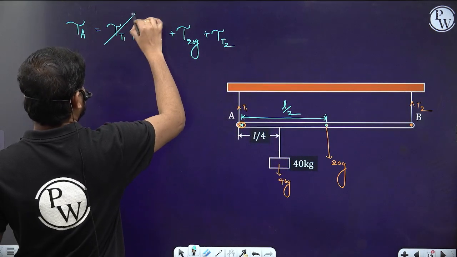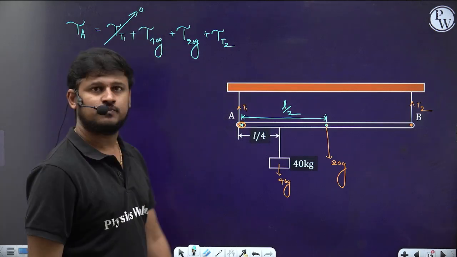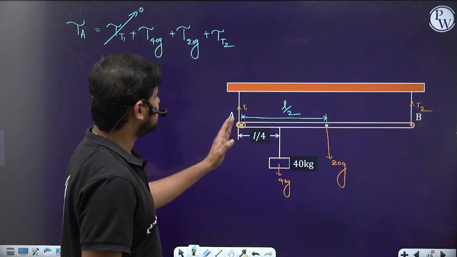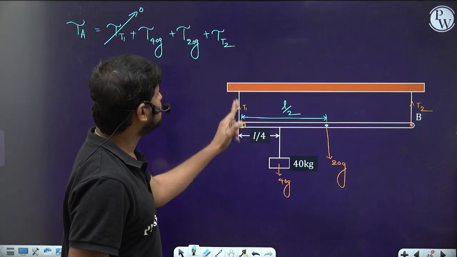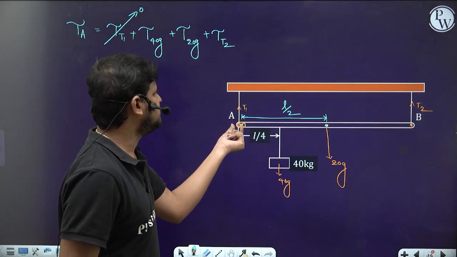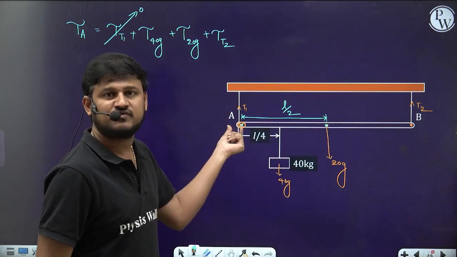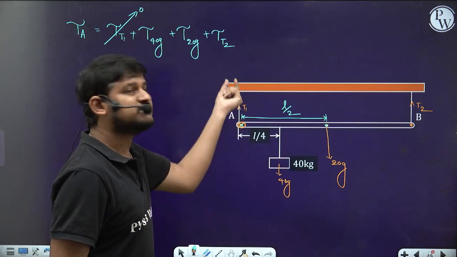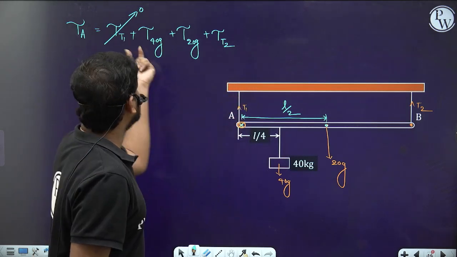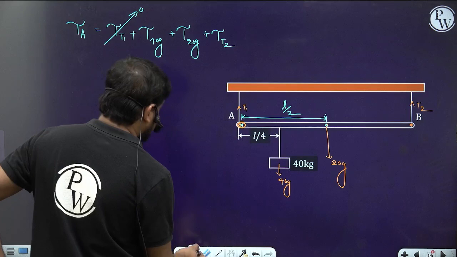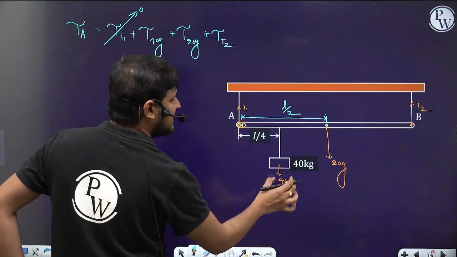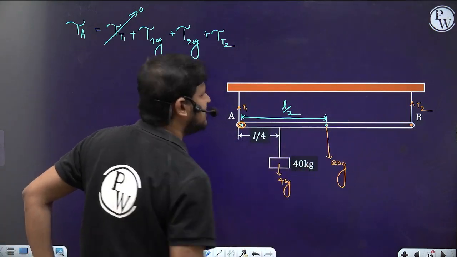So now the torque due to T1 I can take as 0. Why, tell me? Because this force is passing through the axis of rotation. This is your point of reference. About this point only you are finding the torque. So it is passing through the axis of rotation, which means the torque due to T1 is 0. And torque due to 40G will be there, 20G will be there, T2 will be there, obviously.